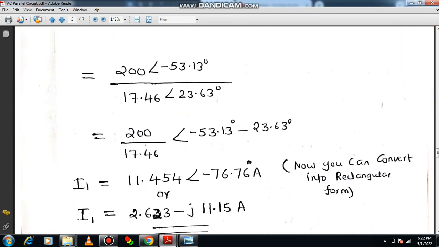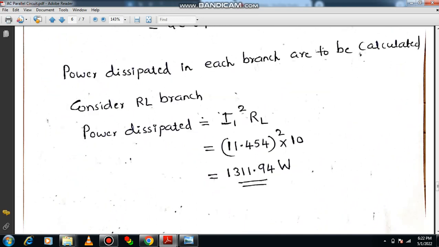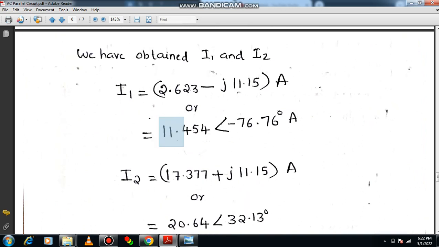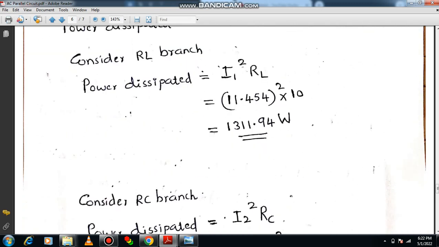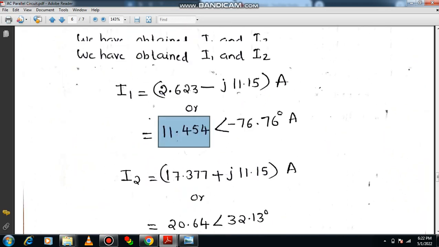So let us solve. I1 and I2 we have written separately. Power dissipated in the RL branch is equal to I1 square into RL. Please consider only the resistive part. I1 is already available, 11.454, magnitude angle theta. Here only the magnitude part is required. 11.454 whole square into R. I square R you already studied, right? So this becomes 1311.94 watts.